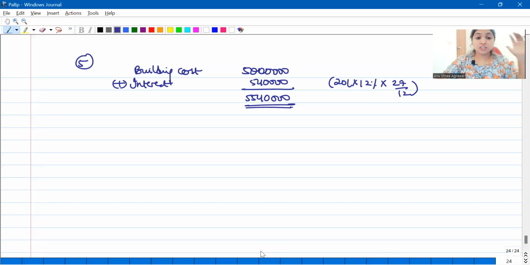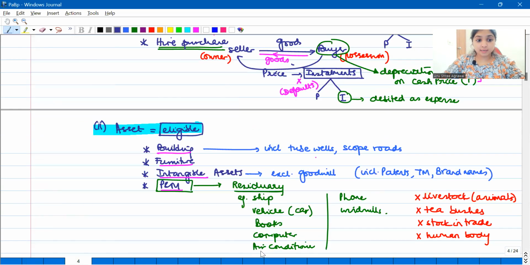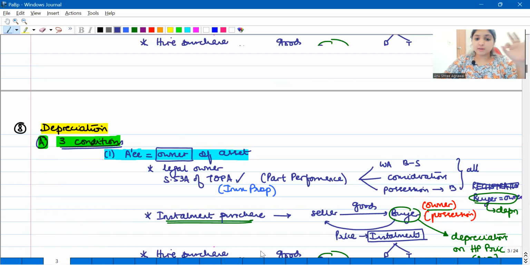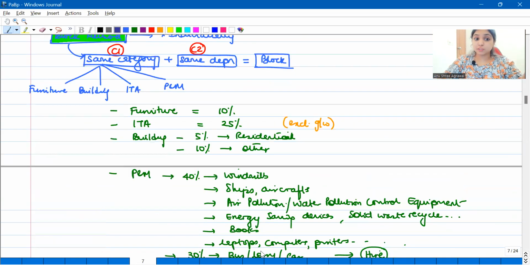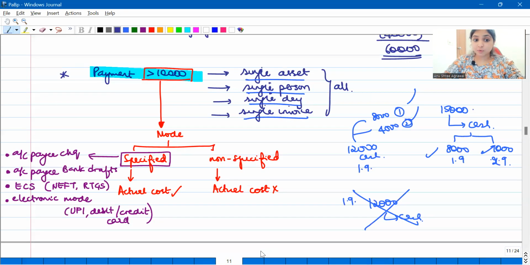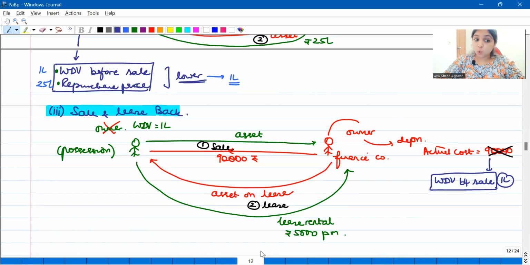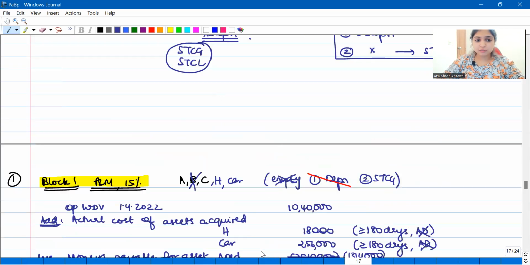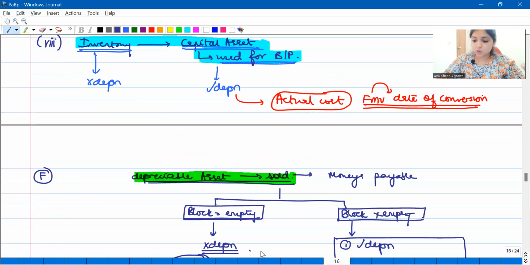So under depreciation, until now, we are done learning quite a lot of things. We have learned all our three conditions. We've learned about the WDV method. Then we have learned about the block method. We've learned about the actual cost. We've learned all our special scenarios one after the other. And then we've also learned about sale of asset.